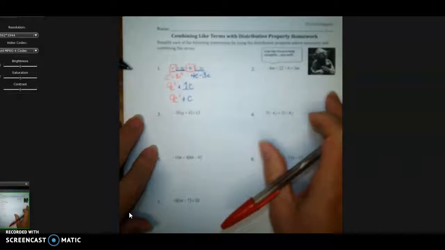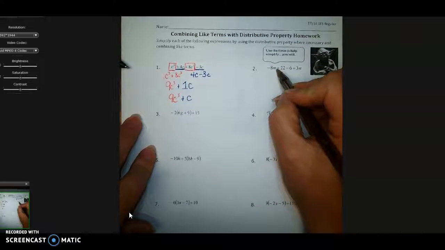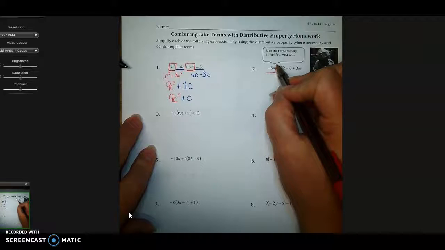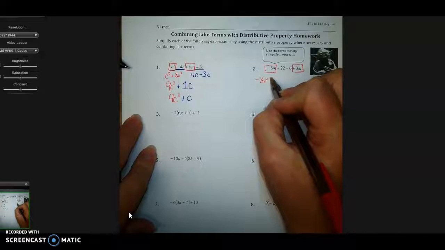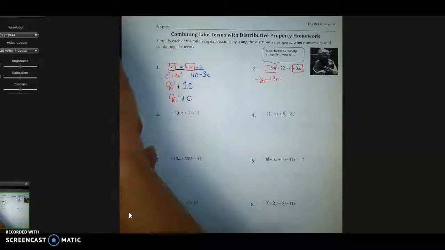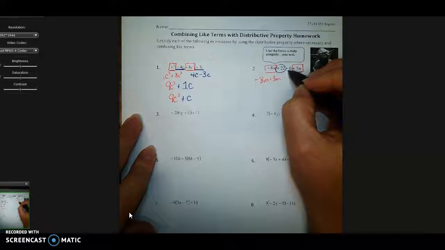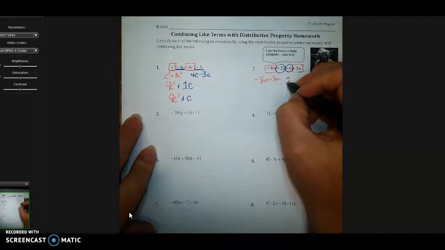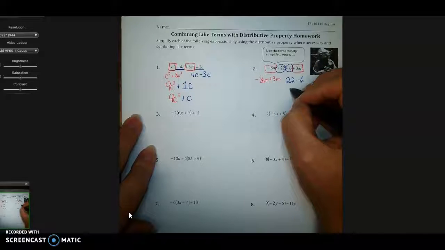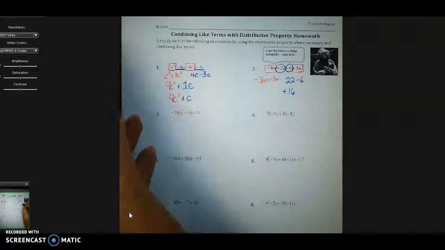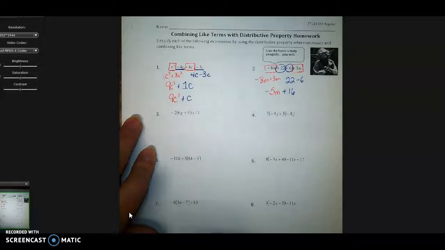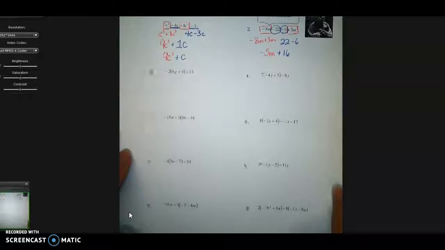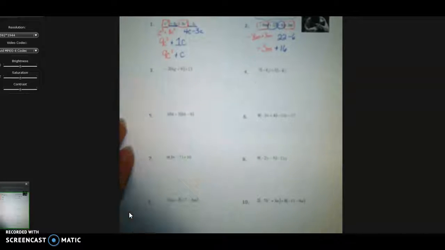When I move over here, we've got kind of the same idea going on, but we just don't have any powers. So I've got a negative 8m and a positive 3m, so negative 8m plus 3m. You can shift those around. And then I've got 22 and a minus 6, so 22 minus 6. That is 16, and it's going to be positive. And then over here, I have negative 5 times m. So that is just combining like terms.